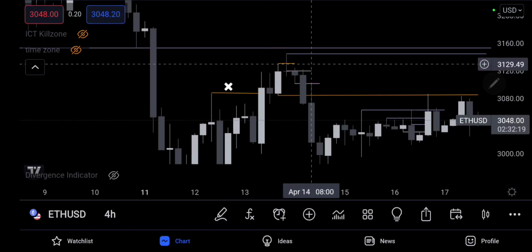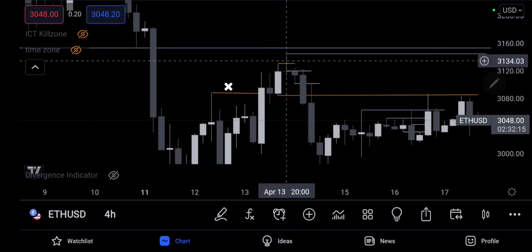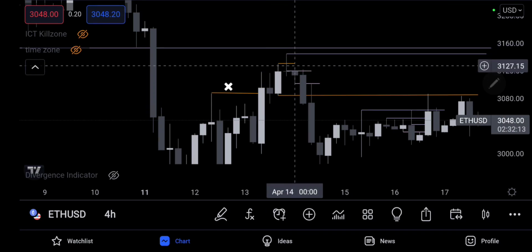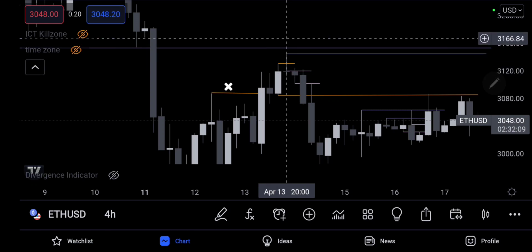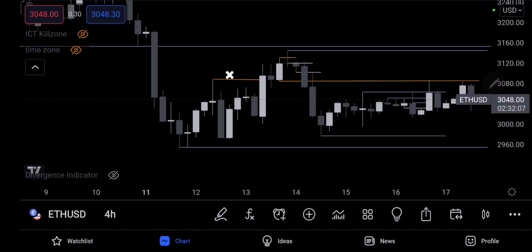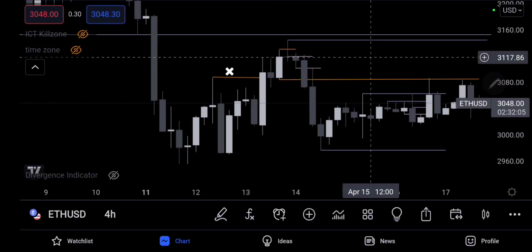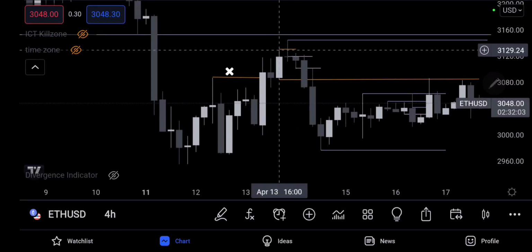Whenever a high gets taken out and you see a candle like this, it is guaranteed. I promise y'all, this is guaranteed going down. Vice versa, if a low gets taken out and you see a candle like this, it's guaranteed going up, especially because that's a key point of interest. So whenever you see that, I told people, okay, look, this is how you would do this.